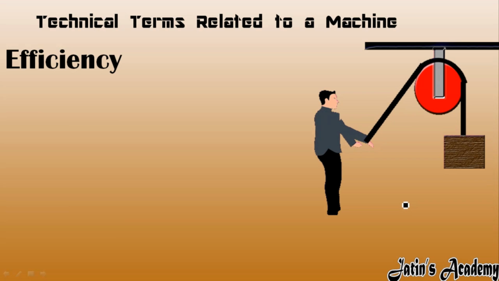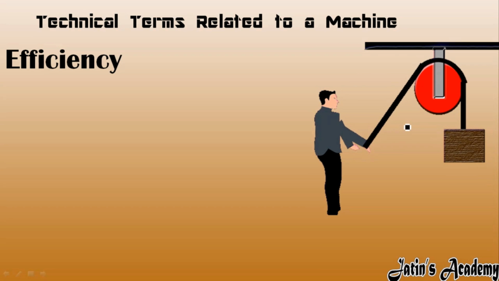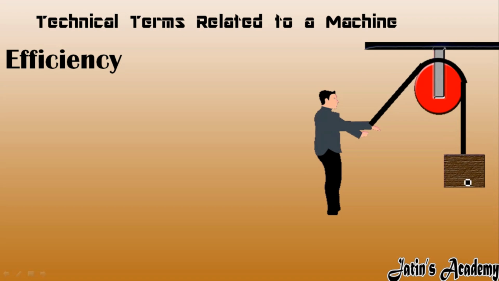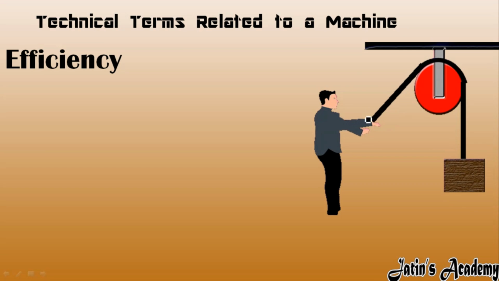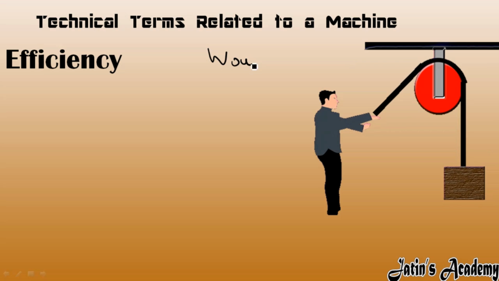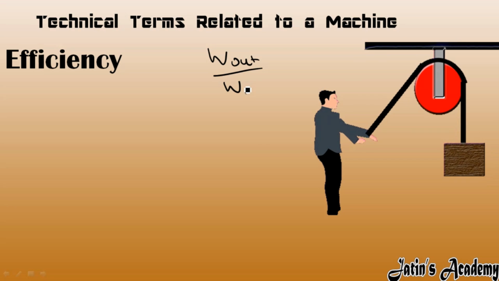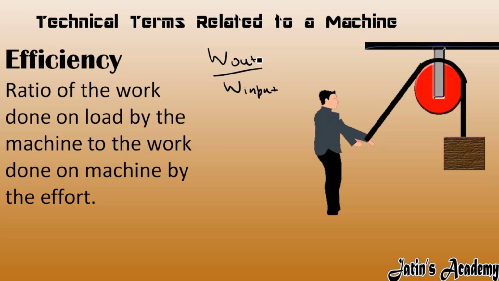So what is the meaning of efficiency? Carefully see, here a person is doing some work on the machine and the machine is doing work on the load. So they both are doing some work. Here we are getting work output and here we are doing some work input. So the ratio of work output to the work input, that is called efficiency. So efficiency is a ratio of work output to work input.